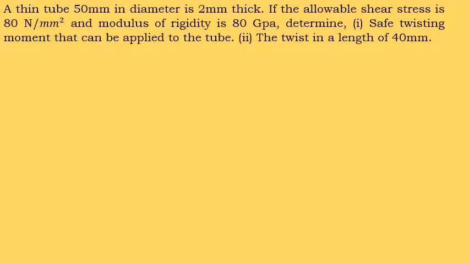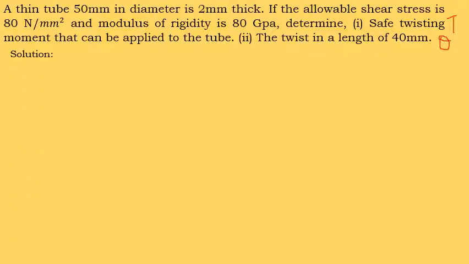So next we are going to solve a problem on a thin circular tube. A thin tube 50 millimeter in diameter is 2 millimeter thick. If the allowable shear stress is 80 Newton per millimeter square and modulus of rigidity is 80 gigapascal, determine first, the safe twisting moment, that is capital T we have to find. Then the twist in a length of 40 millimeter, so theta we have to find.